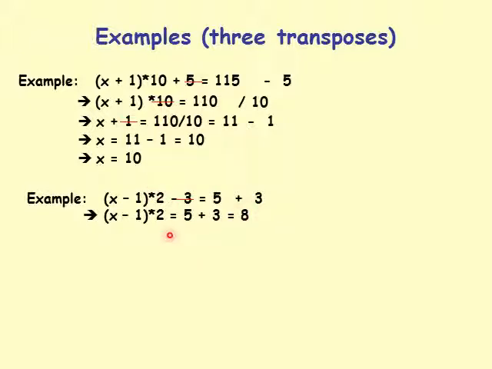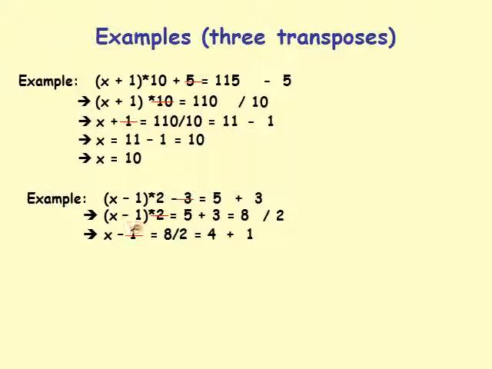Now we have this multiplied by 2. We have to move that across the equal sign, and it becomes divided by 2. So we move that multiplied by 2 to the right and it becomes divided by 2. 8 divided by 2 is 4. So on the right side we have 4. That means x minus 1 on the left equals 8 divided by 2, which is 4.